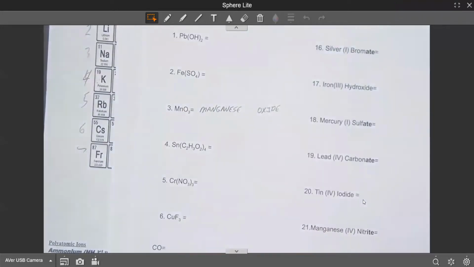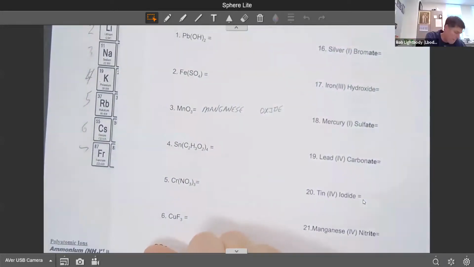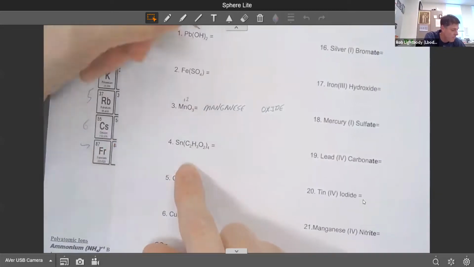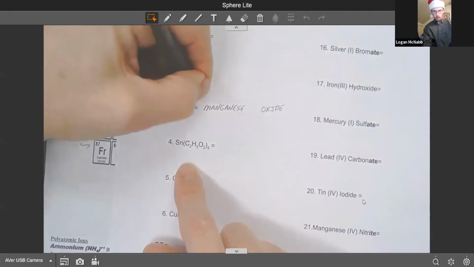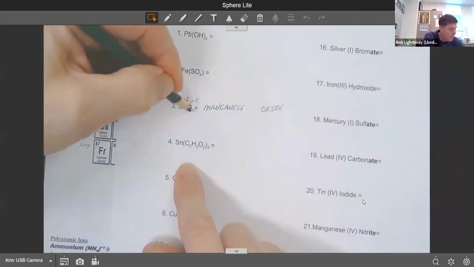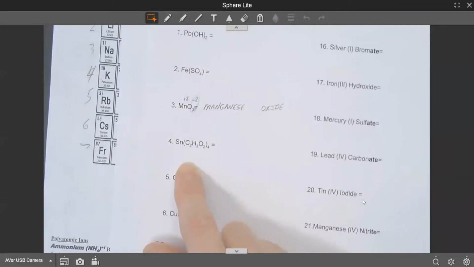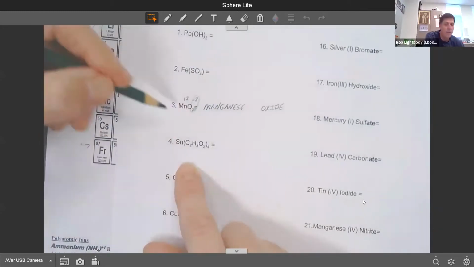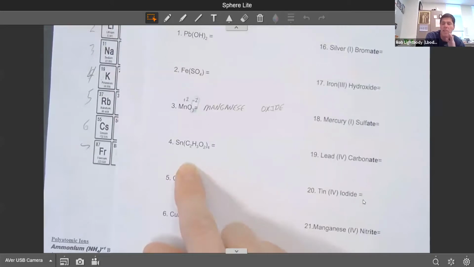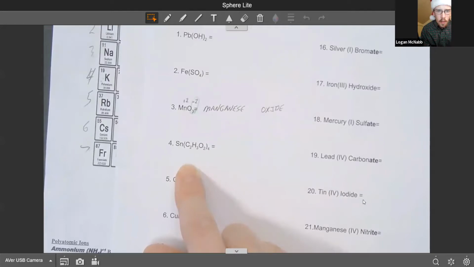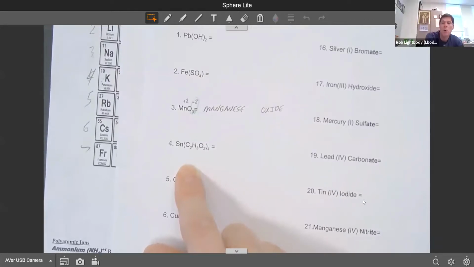Now here's the twist. What's the charge of manganese? +2. Okay, great. What's the charge of oxygen? -2. So it's 0. Hey, Houston, we have a slight problem. 3 times 2 is 6, right? You agree on that one? If there's no number written here, it's an implied 1. Well, 1 times 2 is 2. Does 2 minus 6 equal 0? No. Some elements get to have multiple oxidation numbers.